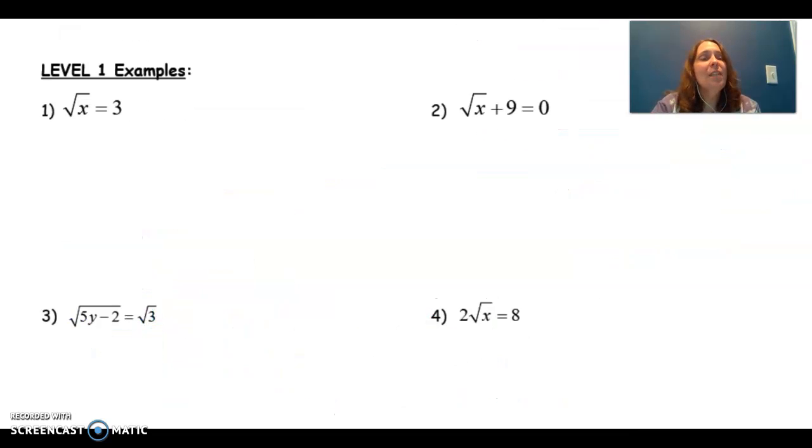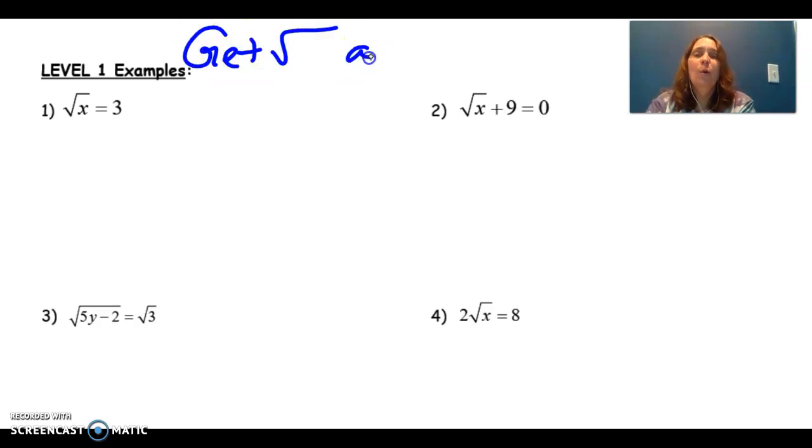We have a couple different types of examples of problems in this section, and today we're going to talk about level 1 and level 2. The key still is get the radical alone first. Well, the good news in number 1 is that radical is alone. So I can just go ahead and square both sides. I'm going to go ahead and square on the left and square on the right. And the beautiful thing of a radical and a square is, again, they're inverse operations, so they cancel each other out. That gives us x equals 3 squared, which is 9.